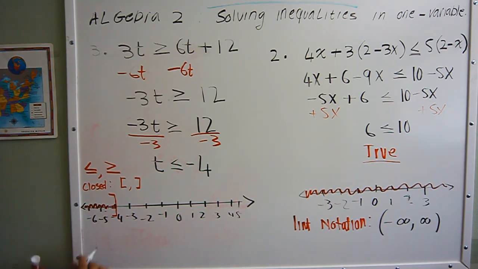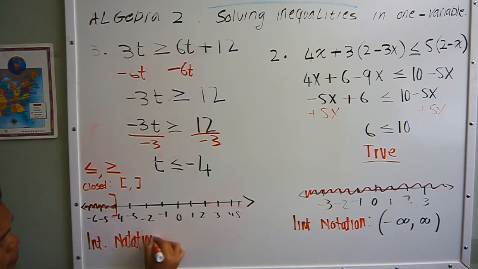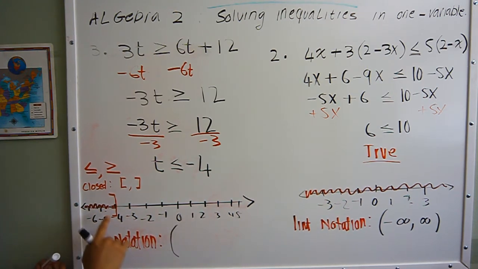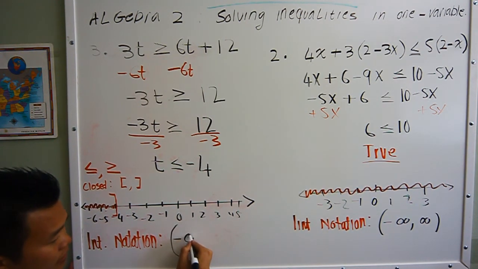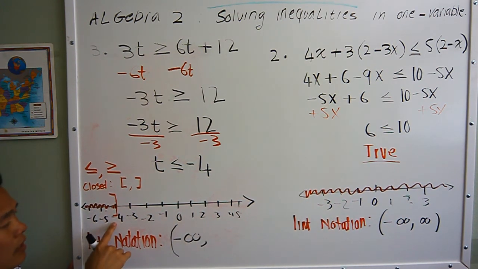Now, interval notation. Okay, so what you do is your solution starts at -infinity because it goes that way. Okay, so it starts at -infinity, and if you recall, I said that at infinity or -infinity it's always open. That's why I use parentheses. So -infinity, and then the solution goes up to -4.